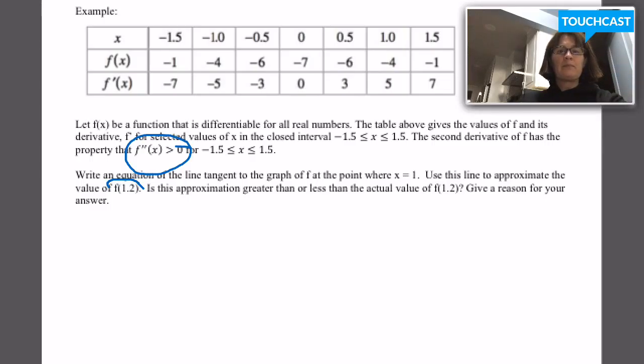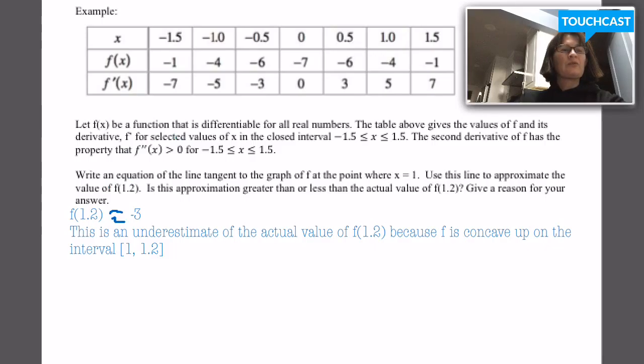So here's my write-up. I would write that f of 1.2 is approximately equal to negative 3. And I'd say that this is an underestimate of the actual value of f of 1.2 because f is concave up on the interval from 1 to 1.2. I could have given a longer interval there, but just know that for us to be able to know that our answer is an underestimate or an overestimate, the function has to have the same concavity on the interval that contains the x value that you wrote your tangent to and the x value at which you're trying to approximate the function.